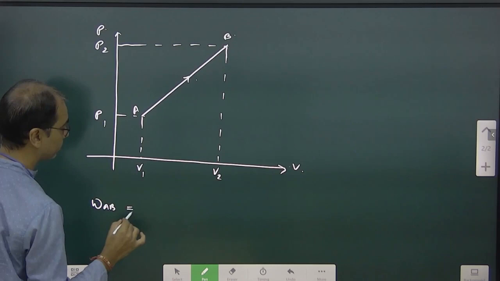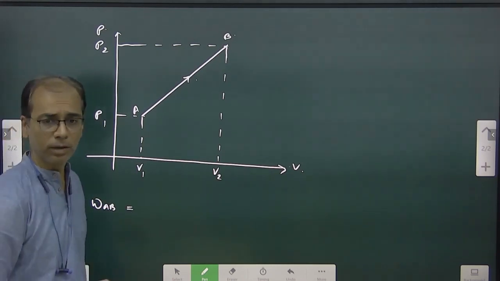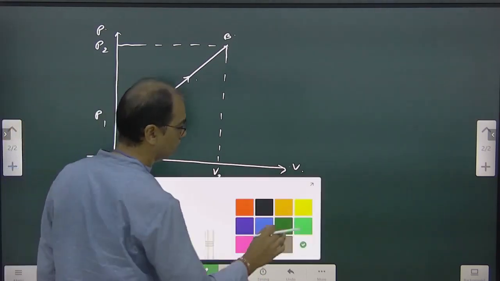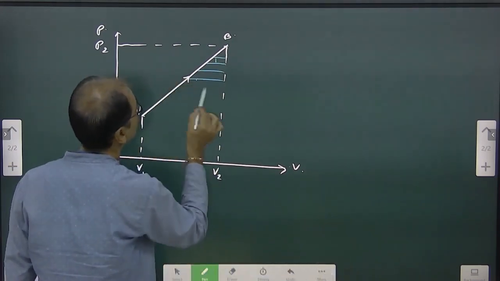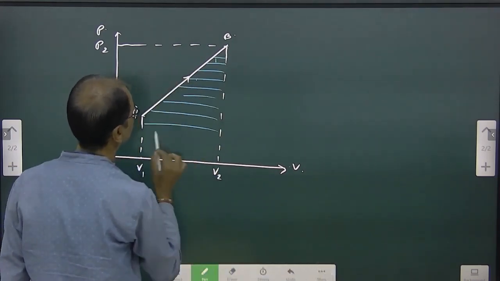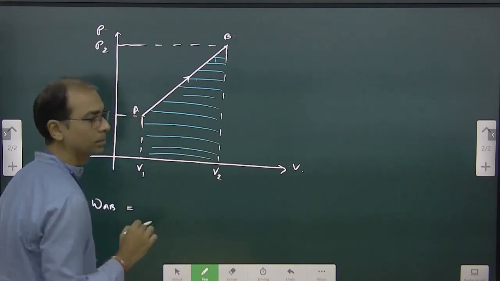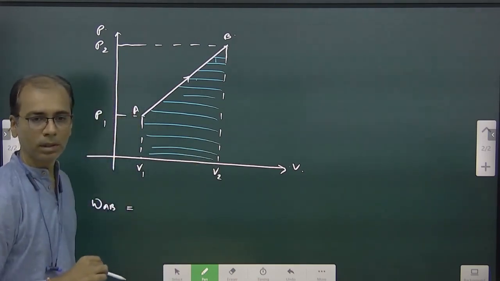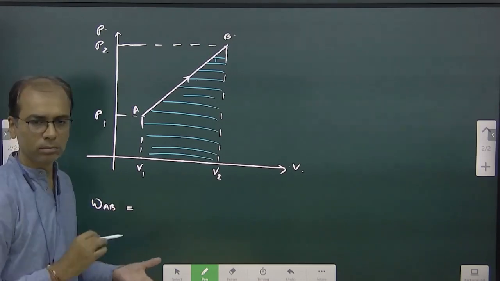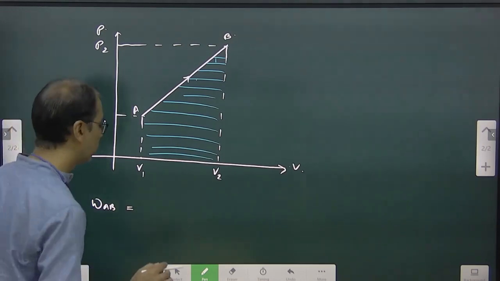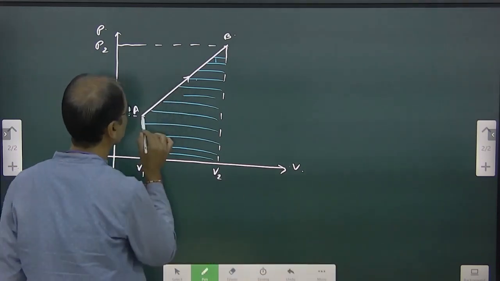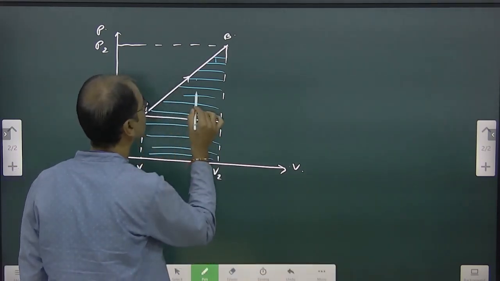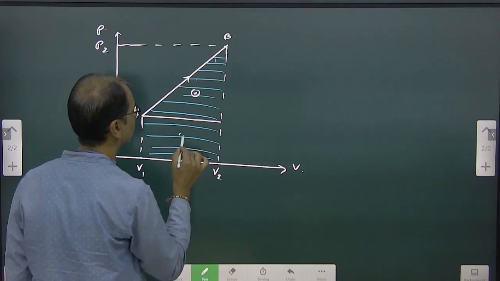Work done in process AB is the area under the graph. Area under the graph means this entire thing. I am splitting this into two parts: one is this triangle and one is this rectangle. I can do that.